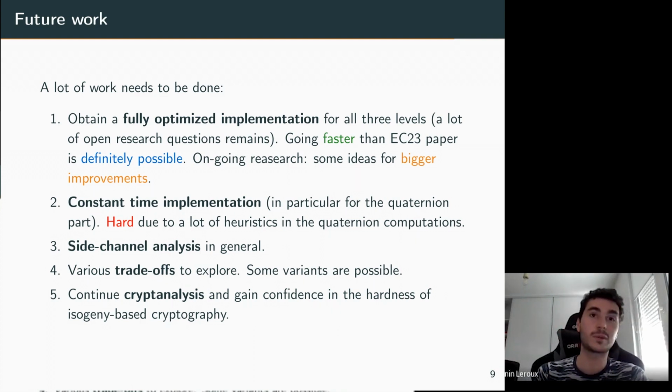I think people inside the community are pretty confident, at least, that if these hard problems that I explained at the beginning, like the endomorphism ring problem, are hard, then probably SQISign is going to remain secure. But obviously, I don't think that those ideas are shared by everyone in the cryptographic community. So we need to make a lot of effort to build more confidence in the hardness of isogeny-based cryptography. Okay, so I will stop there.